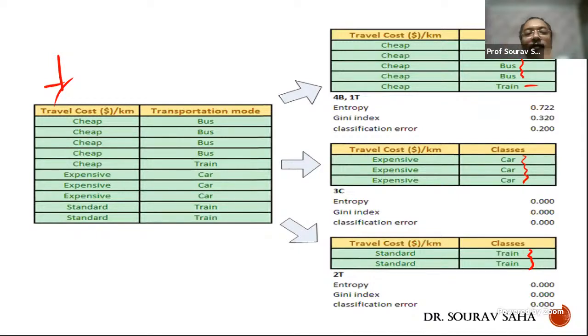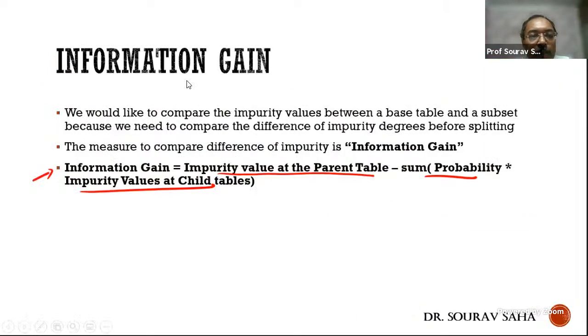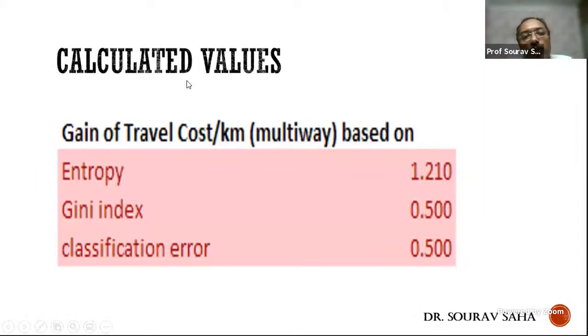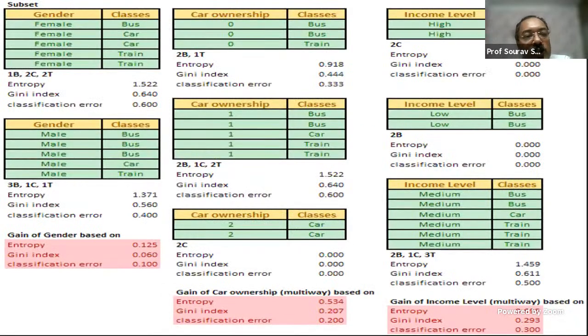We have done only for the travel cost part. We have not seen how the other features or the other variables are behaving. We need to find the gain info for the other variables as well. But great, all of you are on the same page. Okay, so this was based on the travel cost. Let's see all the others, right?